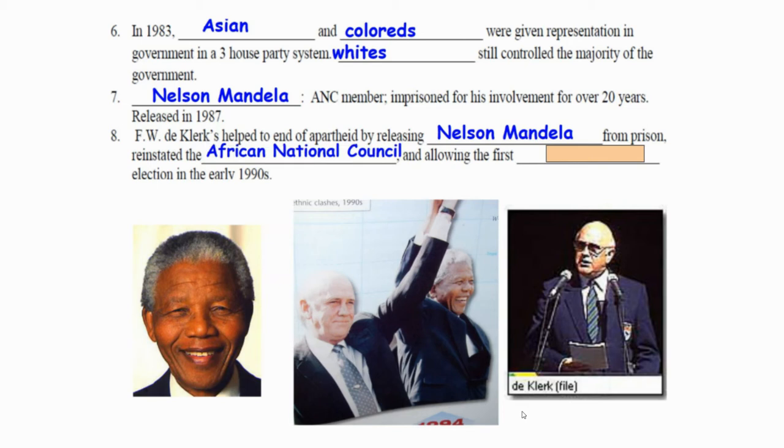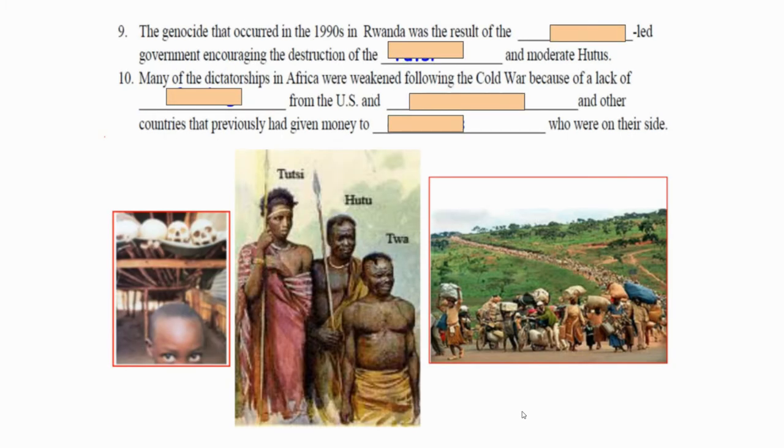No longer had they been basically banned, and he allowed for the first non-racial election in the early 1990s, where he actually was running against Nelson Mandela. And as a result, Nelson Mandela wins the election, and F.W. de Klerk has to step down from power.